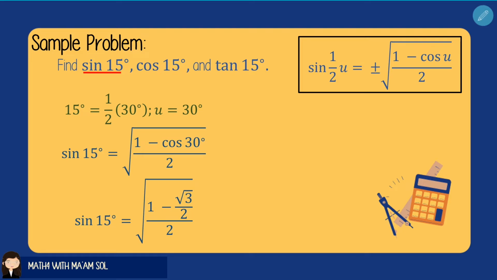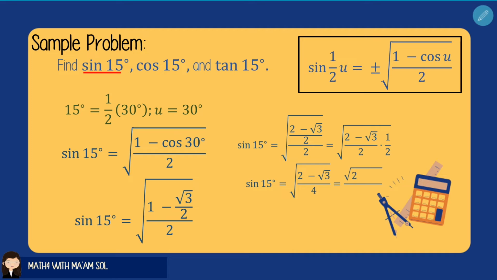We proceed to do the operation, so we have sine of 15 degrees equals the square root of the quantity 2 minus square root of 3 all over 2 over 2. Equals, you have the square root of 2 minus square root of 3 over 2 times the reciprocal of 2, which is 1/2. And finally, you get sine of 15 degrees equals the square root of 2 minus square root of 3 all over 4. Since 4 is a perfect square, we are left with the square root of 2 minus square root of 3 all over 2.